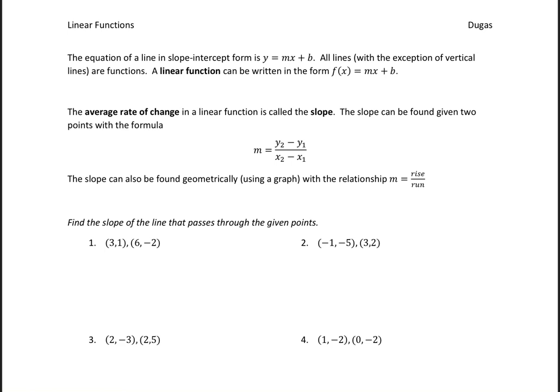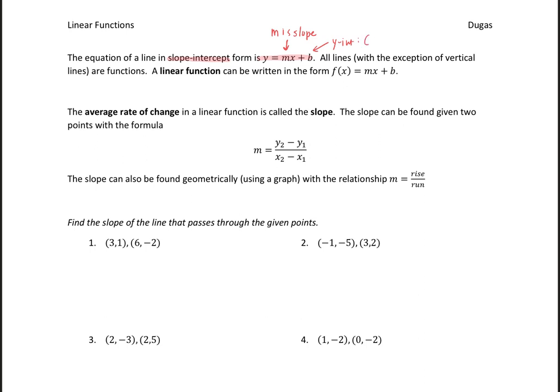In this video, we're going to be discussing linear functions. So the first thing is the slope-intercept form of a line. That's y equals mx plus b. So the m is your slope, and the b is the y-intercept.